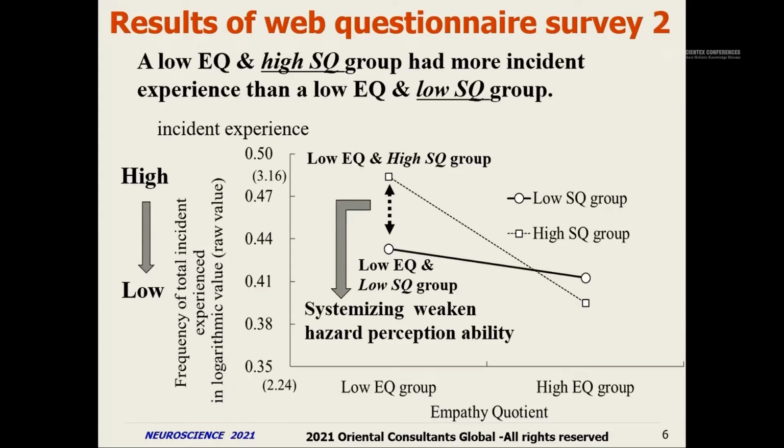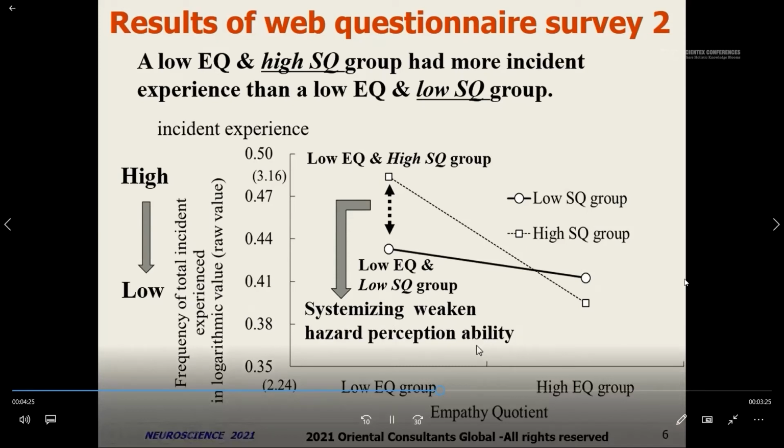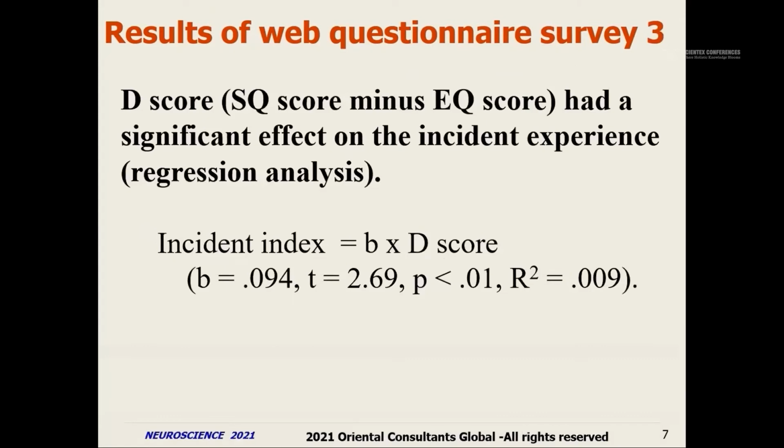Secondly, when we divide subjects into four groups, low and high EQ and SQ groups, then as shown in this figure, a low EQ and high SQ group is located here, and a low EQ and low SQ group is located here. Comparing the two groups, we understand how systemizing weakens hazard perception ability. Thirdly, this score had a significant effect on the incident experience by regression analysis. Incident index is a function of this score.